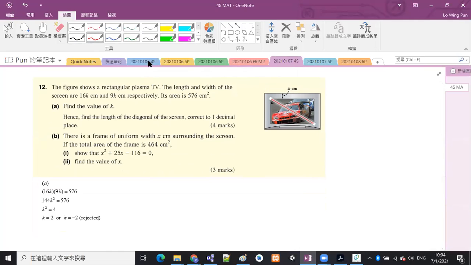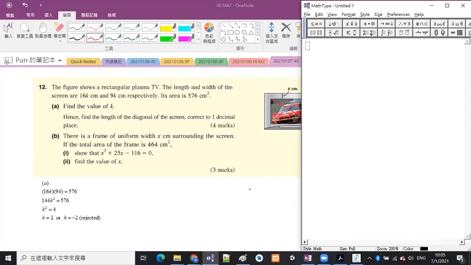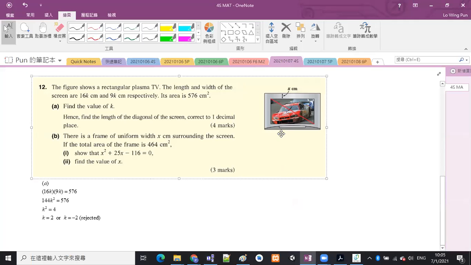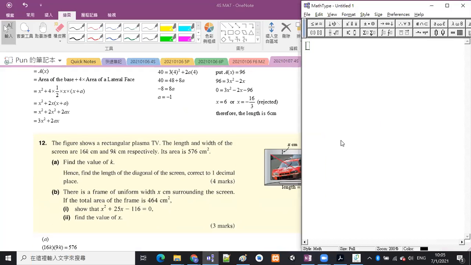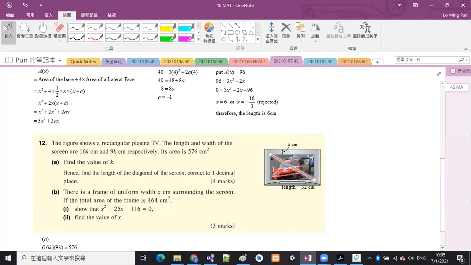Okay, and now we know that the length is 16k cm, and k is equal to 2, which means that the length should be equal to 32 cm. And the width should be equal to 9k. That should be equal to 18 cm. The width is like this.